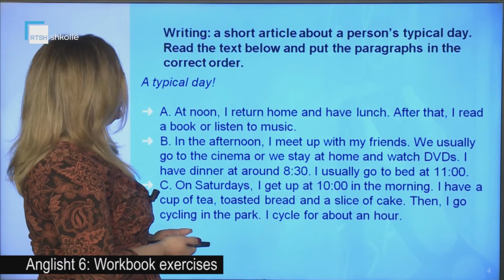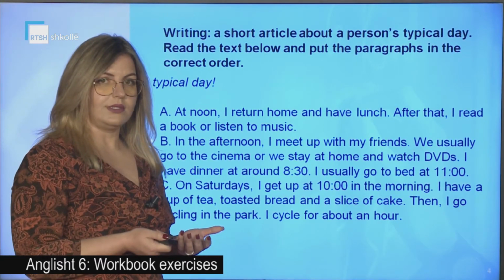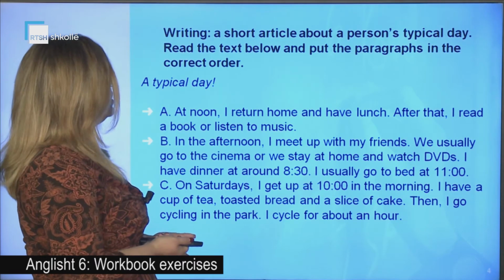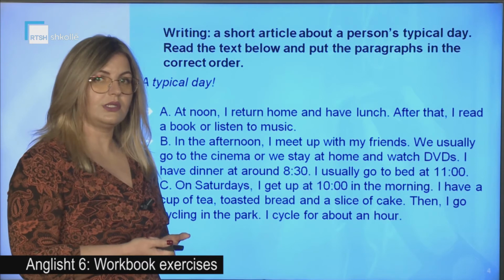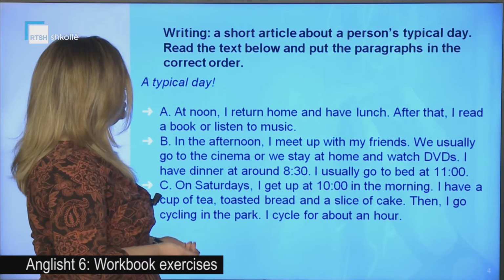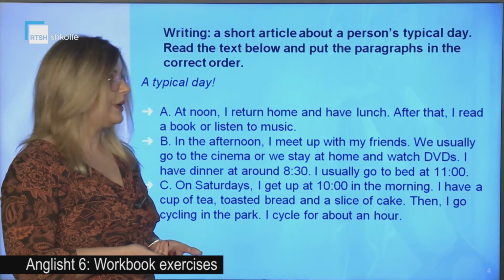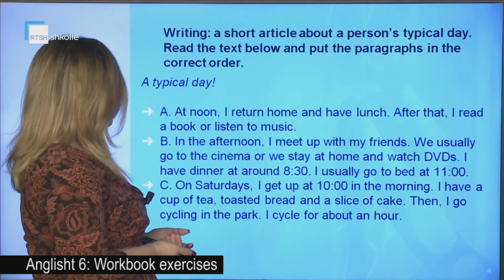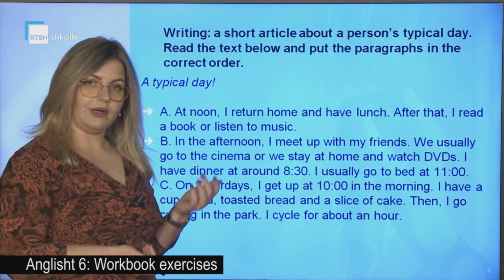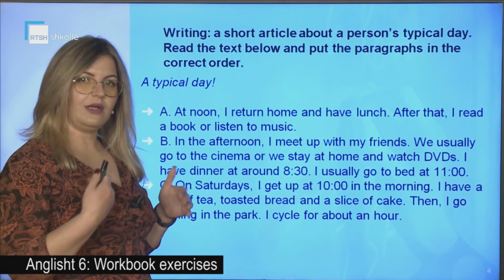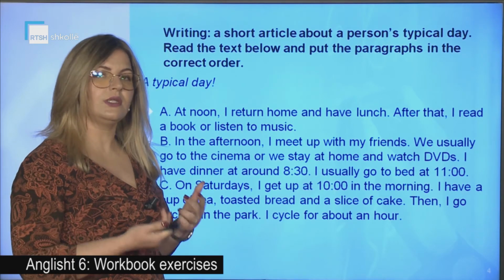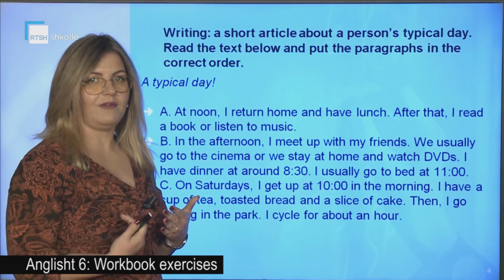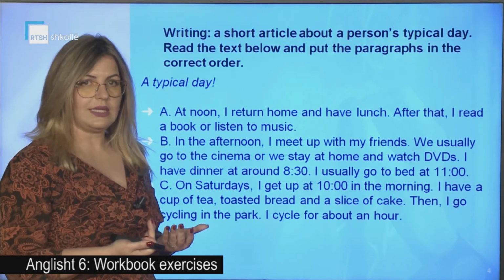Okay, we have the writing section, and we are going to read a short article about a person's typical day. We're going to read the text below and put the paragraphs in the correct order. We have different kinds of paragraphs like A, B, or C, but they are mixed together. So we are going to find out which is the first, the next, and the final paragraph in this letter.